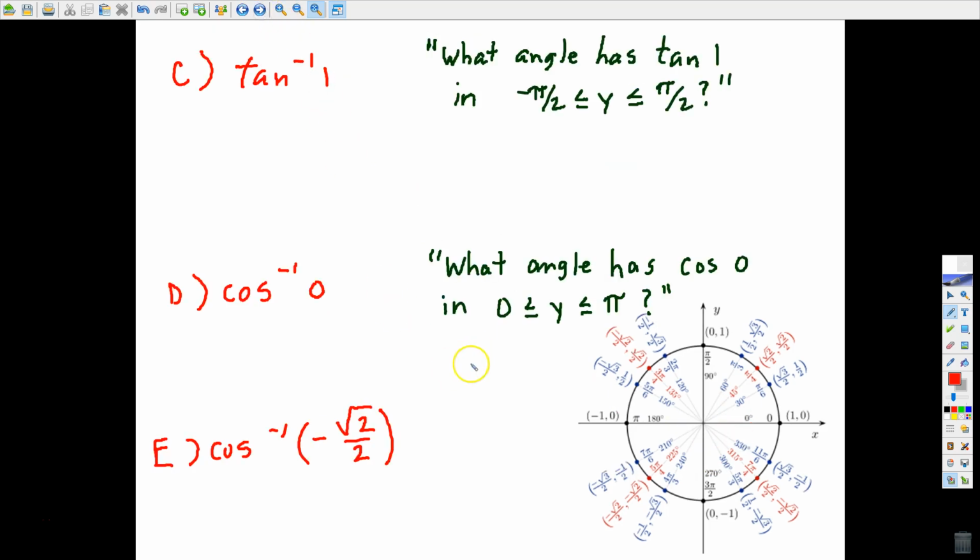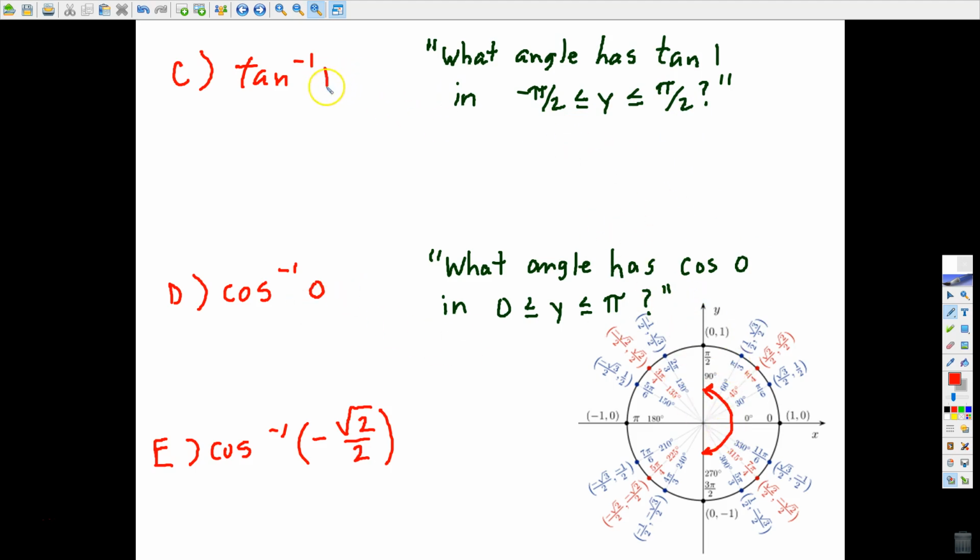Let's try letter C. This says inverse tangent of 1, and putting it in question form, what angle in radians has tangent 1? For tangent, it's like sine. You're looking at the right half of the unit circle. Sine and tangent are the same when it comes to their range. Cosine's going to be a little different.